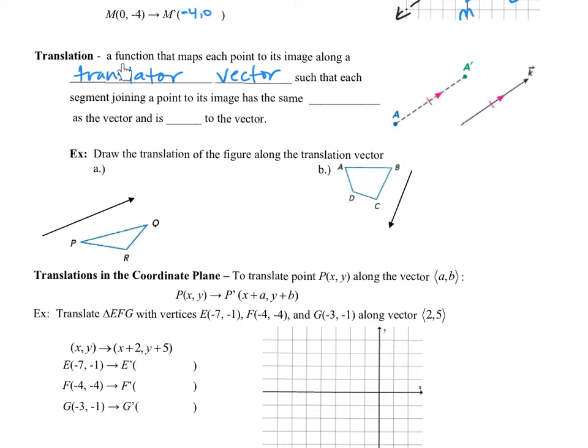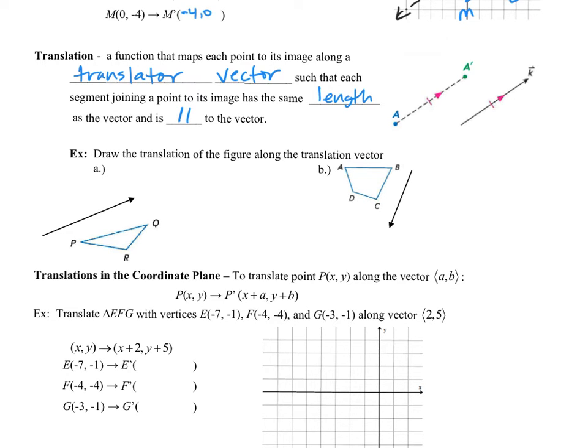Okay, so a function that maps each pre-image point to its image along a translation vector such that each segment joining a point to its image has the same length as the vector and is parallel to the vector. So for example, let's take a look at pre-image point A and its image A prime. Now, how did we determine that A prime is right here? Well, it was defined by this translation vector K. So here's the translation vector K.